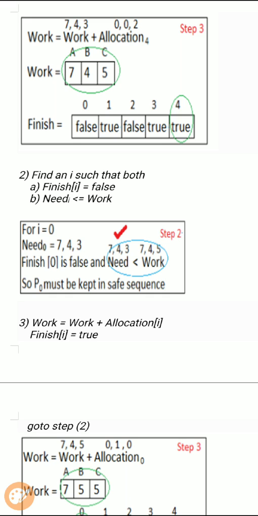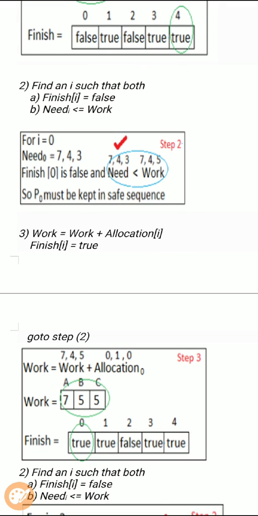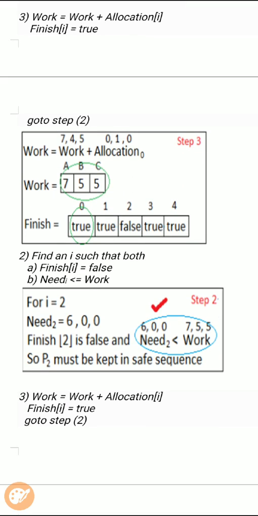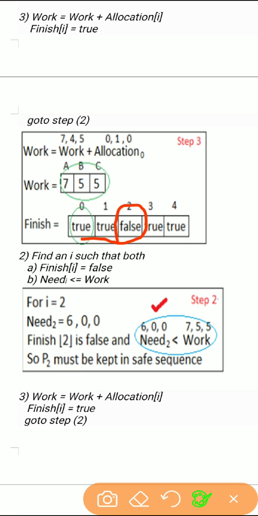Now check whether process P0 need is less than or equal to work. Yes, this condition is satisfied, so P0 will be added into the safe sequence. Then P0 will release all its resources. Now we have to check in the finish array which one is still false. Here process P2 is remaining false. We are not going to finish our execution till all the processes have completed their execution, that is, the finish of all the processes has to be true.